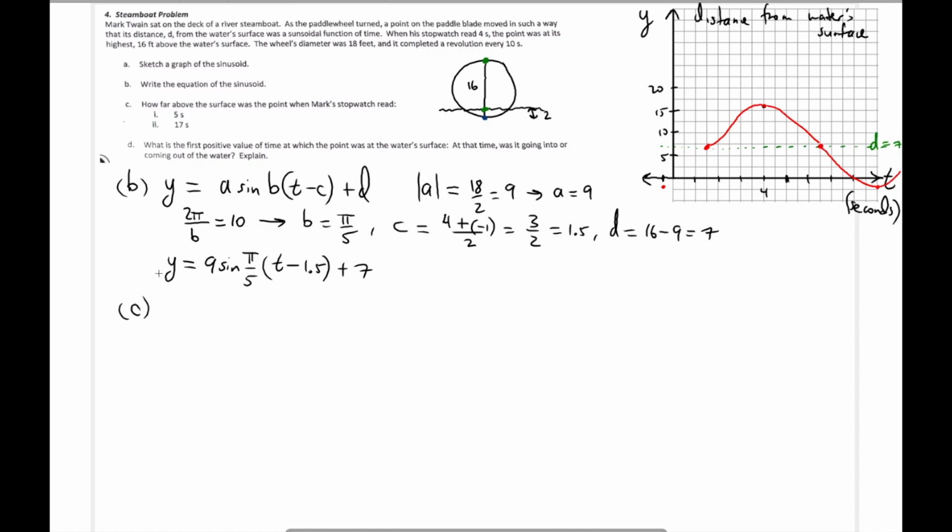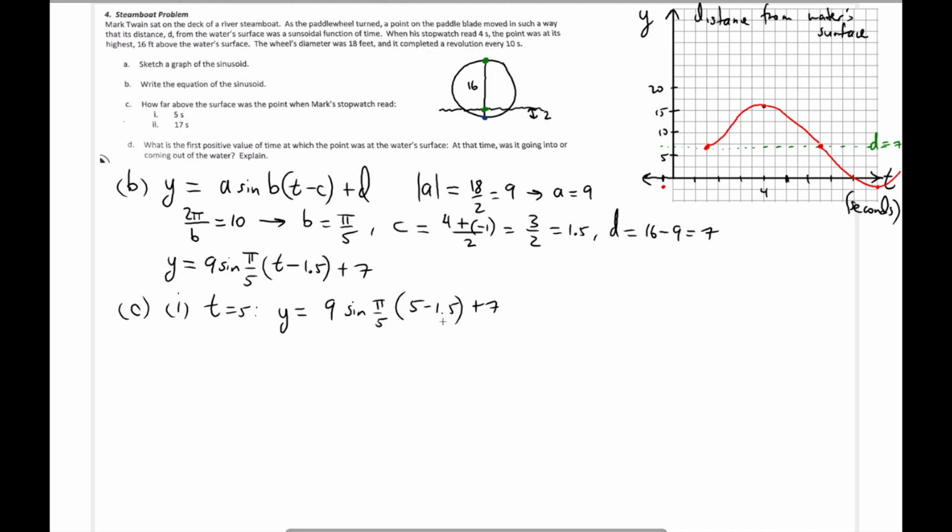So the next question says what? It says, how far above the surface was the point when Mark's stopwatch read 5 seconds, 17 seconds? That's fairly easy. You just have to plot t is equal to 5 into this y equation that we found. So it's going to be 5 minus 1.5, then plus 7. So if you do this right, this should give you 3.5.